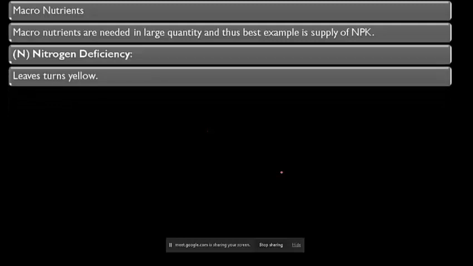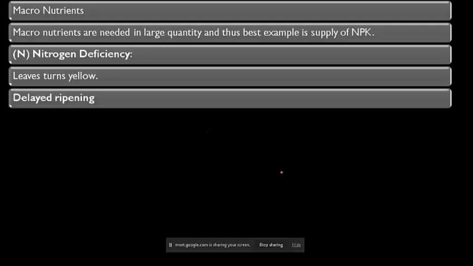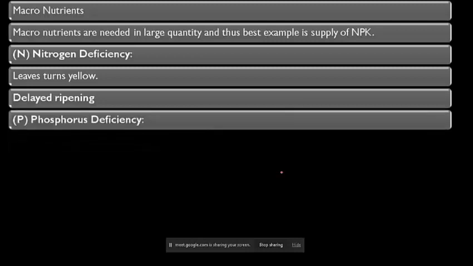How will you know? Yellowing of leaves. Leaves turn yellow. Note down. Please note down, okay? And there will be delayed ripening. There will be delayed ripening. Okay? So they are the most important element required, and always they should be in sufficient quantity.